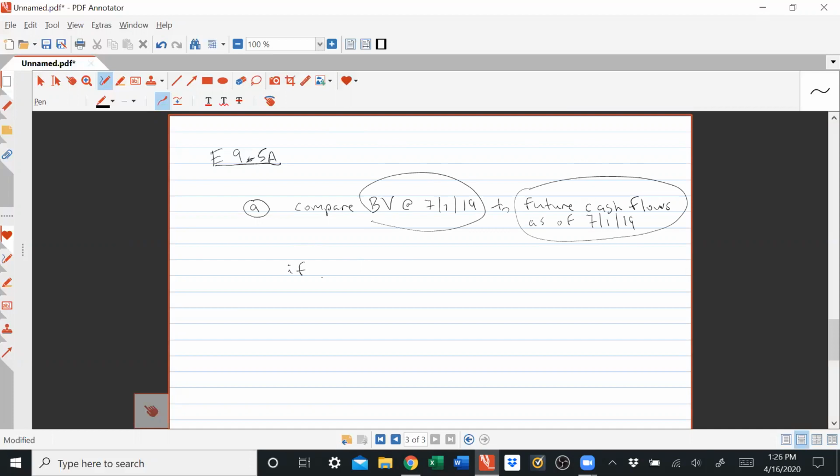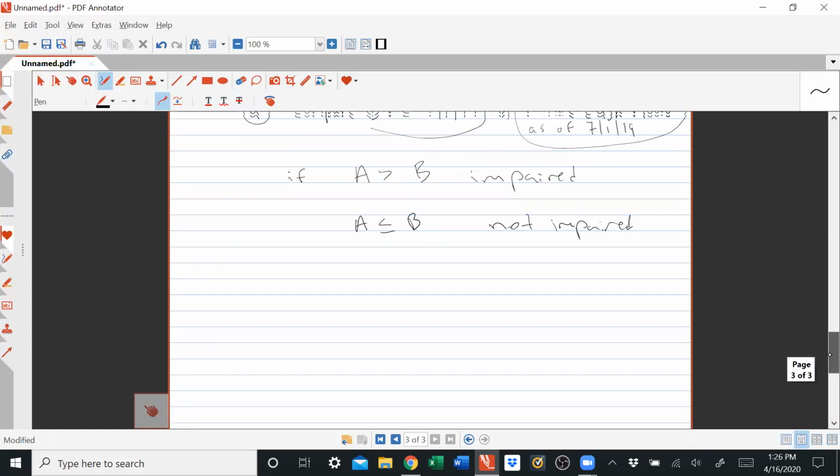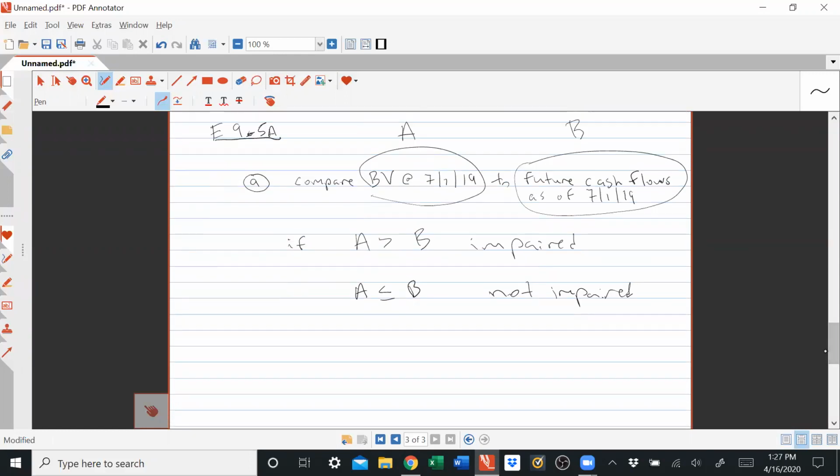So call this A, call this B. If A is greater than B, the asset is impaired. If A is less than or equal to B, the asset is not impaired. So what's A in this problem and what's B? That's all we've got to do.